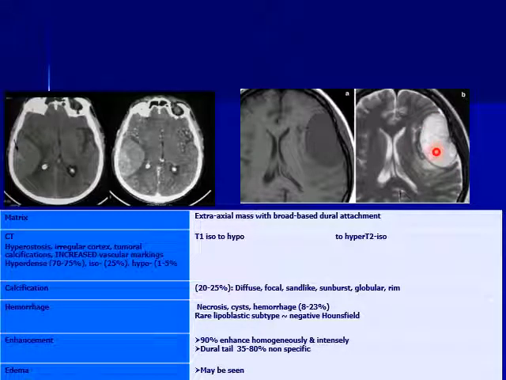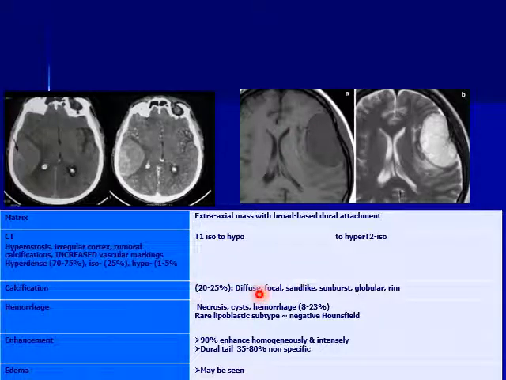Extraaxial means it is originating from the coverings of the brain, not from the parenchyma of the brain. As you see here, there is a CSF cleft between the lesion and the brain, and buckling of the nearby gyri. And there is tissue displaced or compressed in between the extraaxial lesion and the ventricle. If the lesion is originating from the parenchyma, usually it infiltrates these tissues and the distance between the ventricle and the mass is reduced.